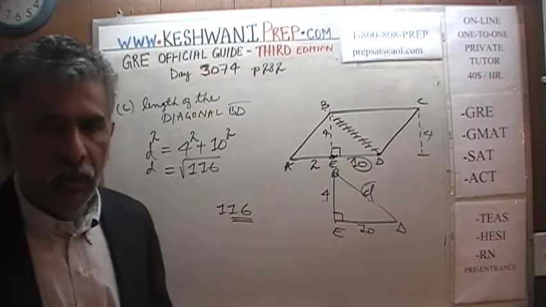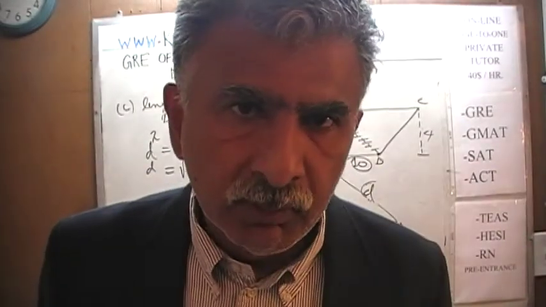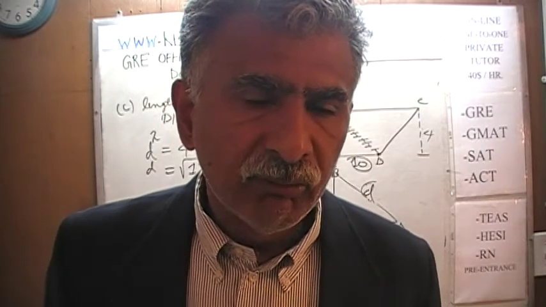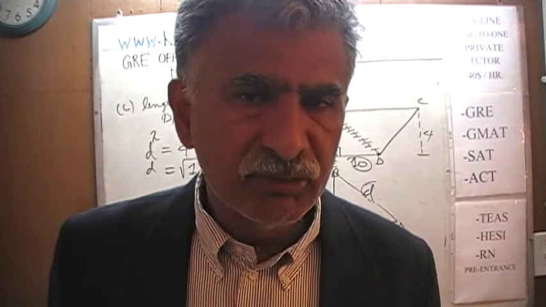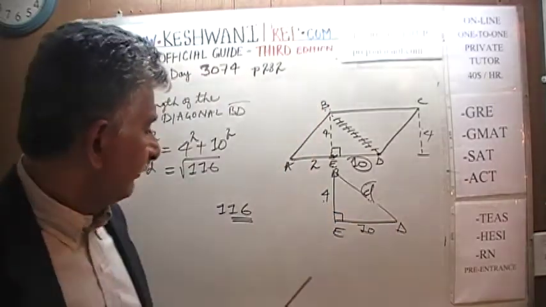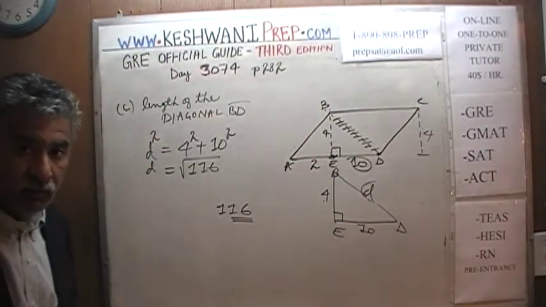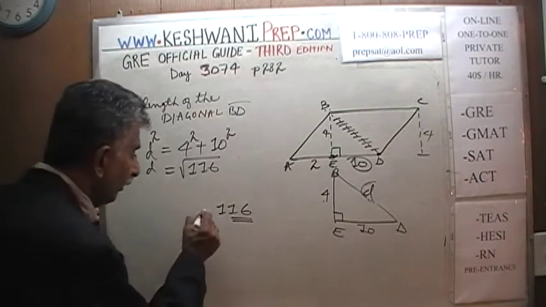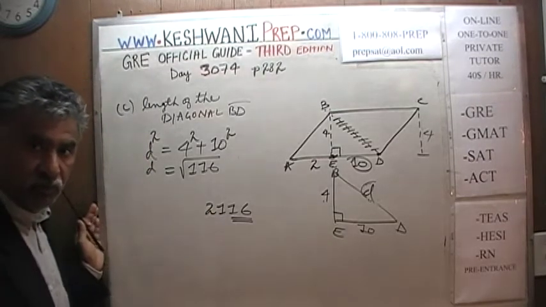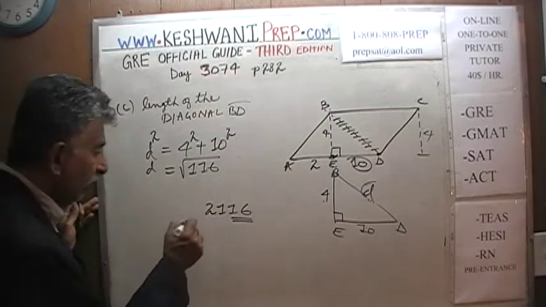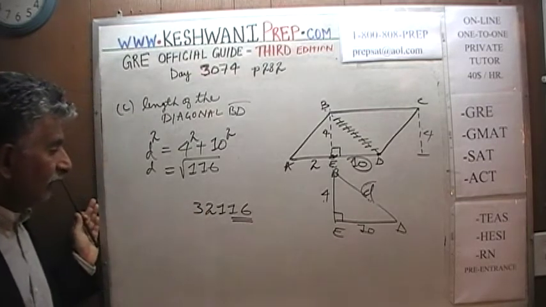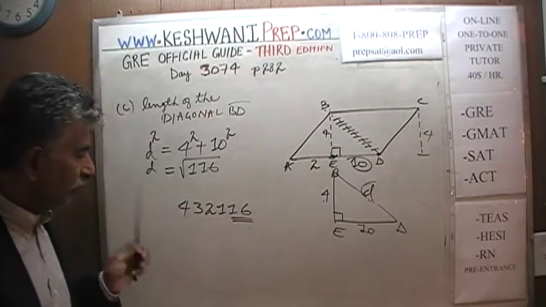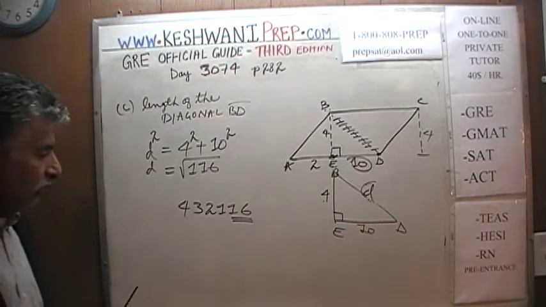One more time. How do we know if a number is divisible by 4? A number is divisible by 4 as long as we can establish that its last two digits are divisible by 4. Here the last two digits are 16. 16 is divisible by 4, and therefore 116 is divisible by 4. And so is 2116. 2116 is also divisible by 4. And so is 32,116, and so is 432,116. This is also divisible by 4, and so on and so forth.